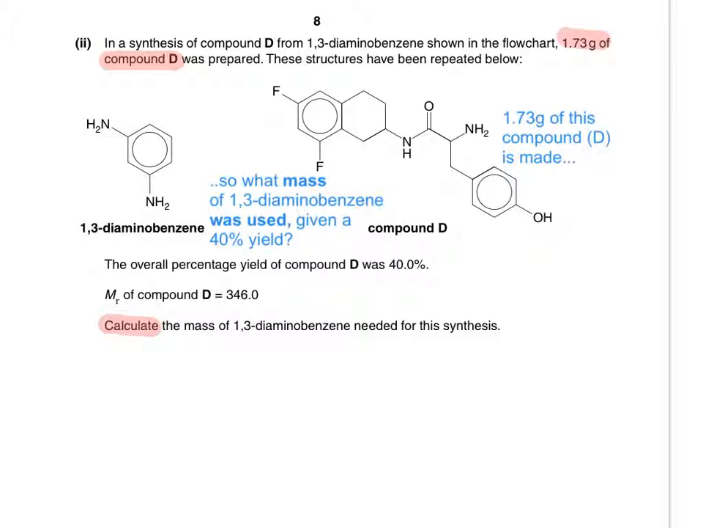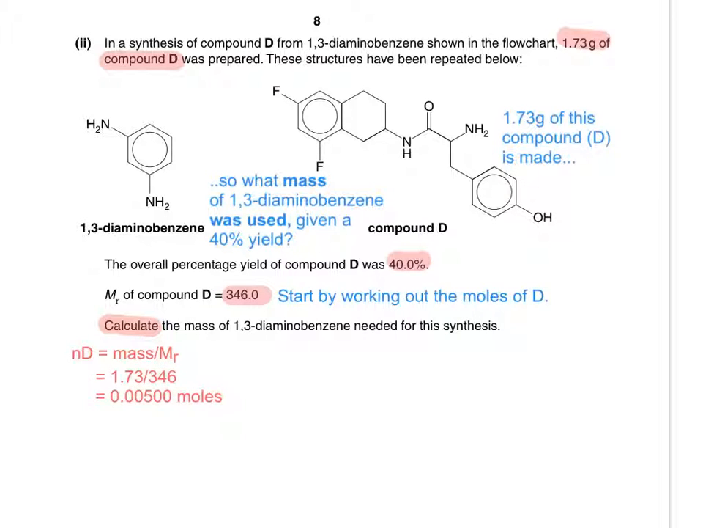So let's collect all the information that we've got. Well, we know that 1.73 grams was made of compound D. We know that we had a percentage yield of 40%. We know that the MR of compound D was 346.0. Now at this point we can do another deduction, can't we? If we're given the MR and we're given masses, then it's no surprise that we can work out the moles of D. So that's your way in. So let's do that first of all. So that's our first mark.